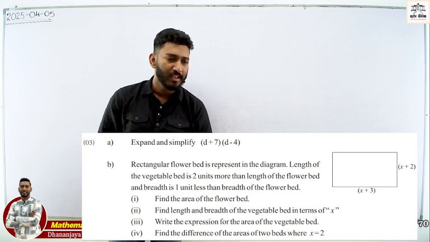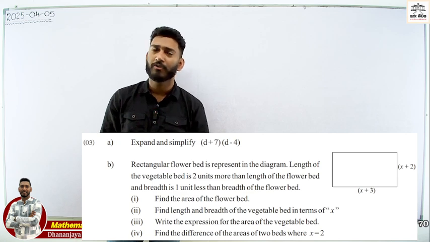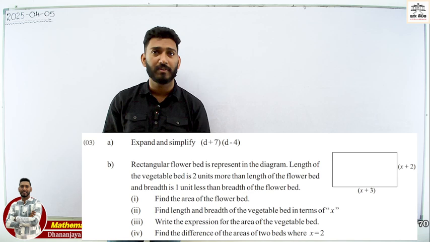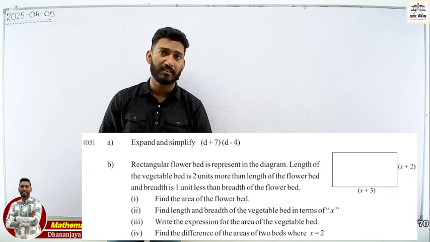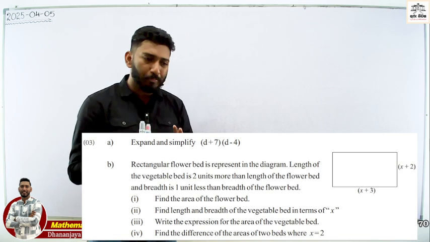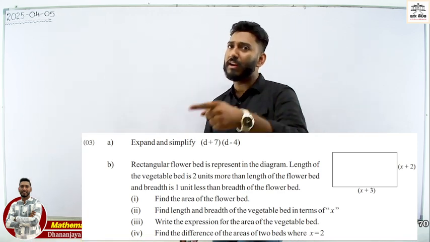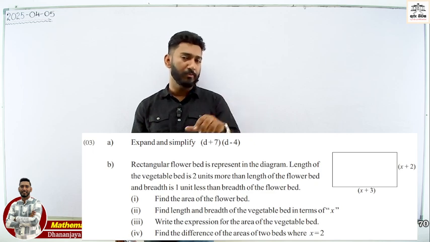third question, and this one's relevant to the algebraic expressions, and you know how to expand the algebraic expressions and how to simplify, how to factorize, right? How to multiply, how to divide, how to add, subtract, synonyms, we call as like terms, unlike terms, right? And first one, part A, right? Question letter A, expand and simplify d plus 7 into d minus 4. There are two binomial expressions. This is a product between the binomial expressions.